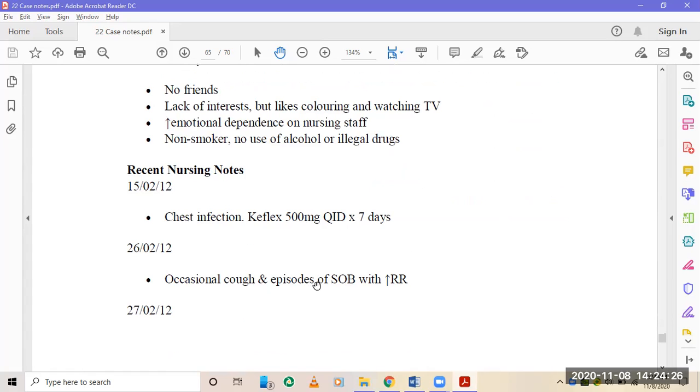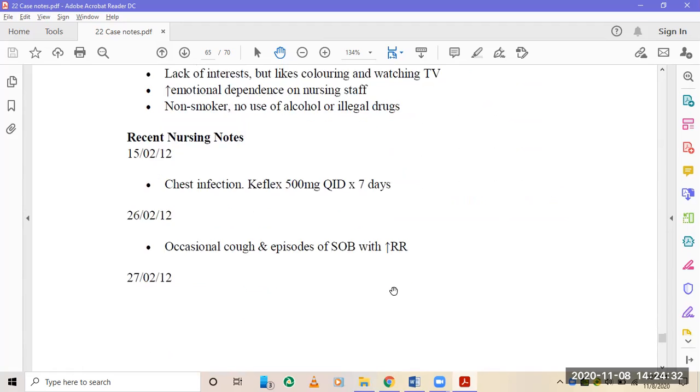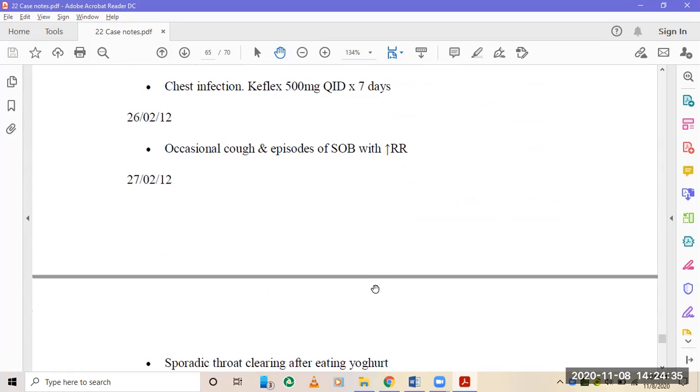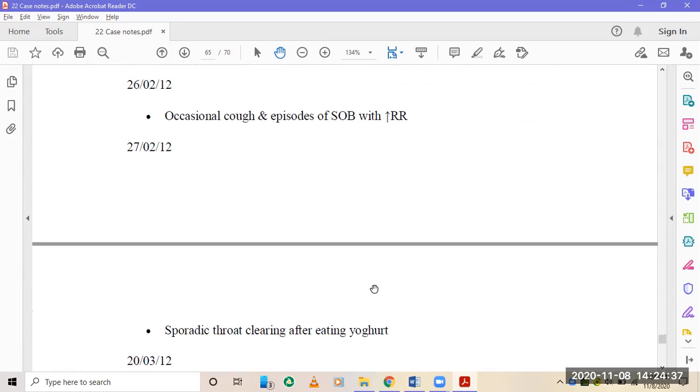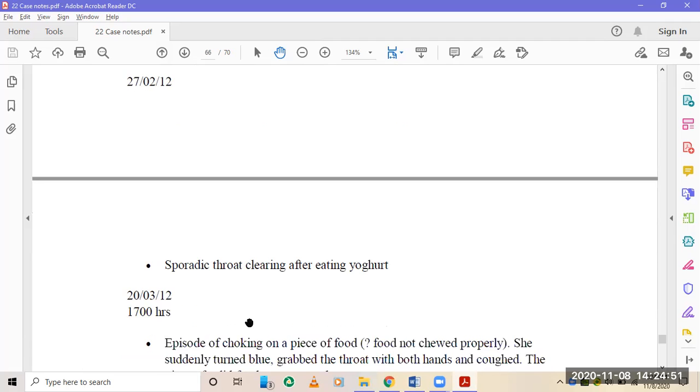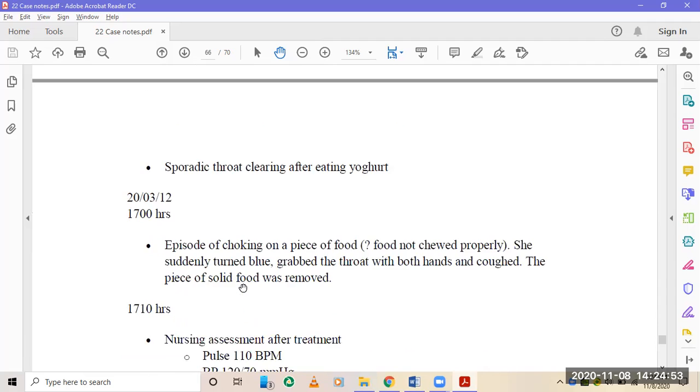26th, occasional cough and episodes of shortness of breath with increased respiratory rate. Again, that was 1 month back. 27th, sporadic throat clearing with eating yogurt. Well, not that important because she was eating curd. So after curd, she used to clear her throat a few times. That's not really connected to the following things that you see in the case notes.